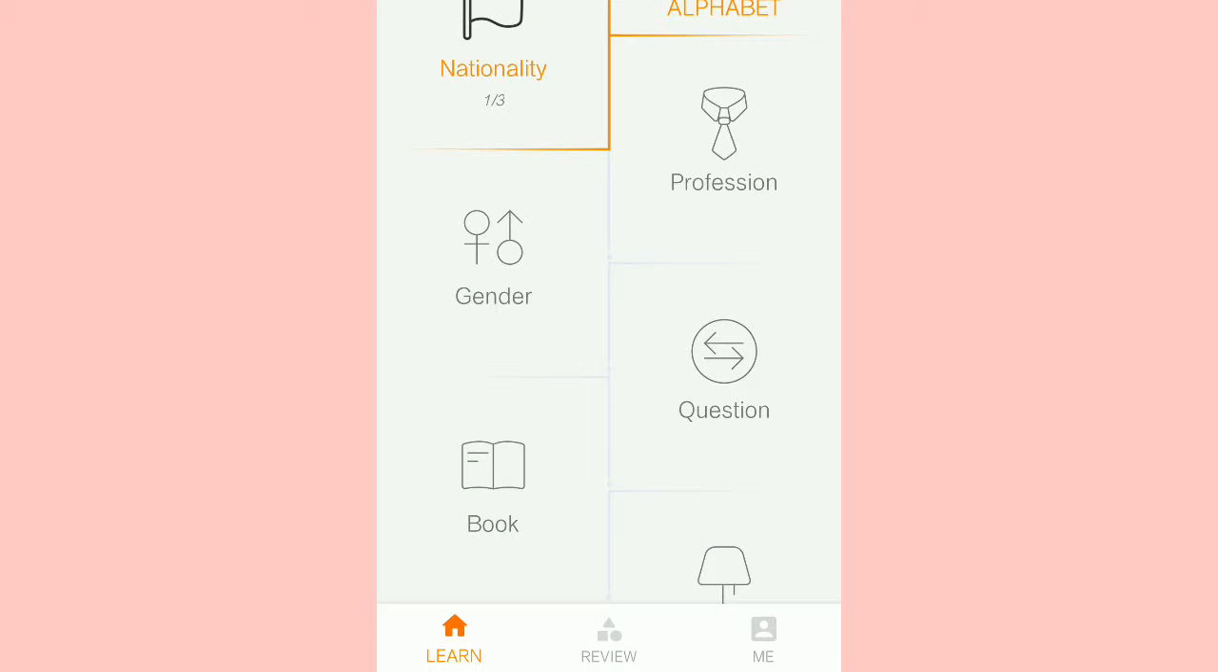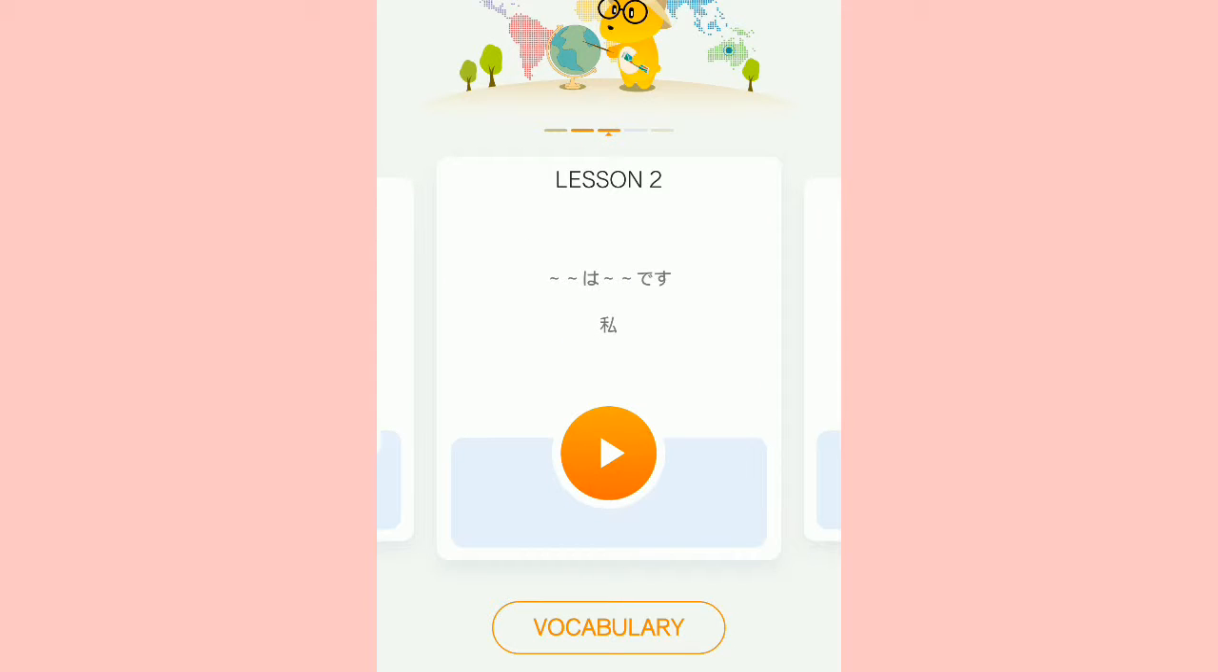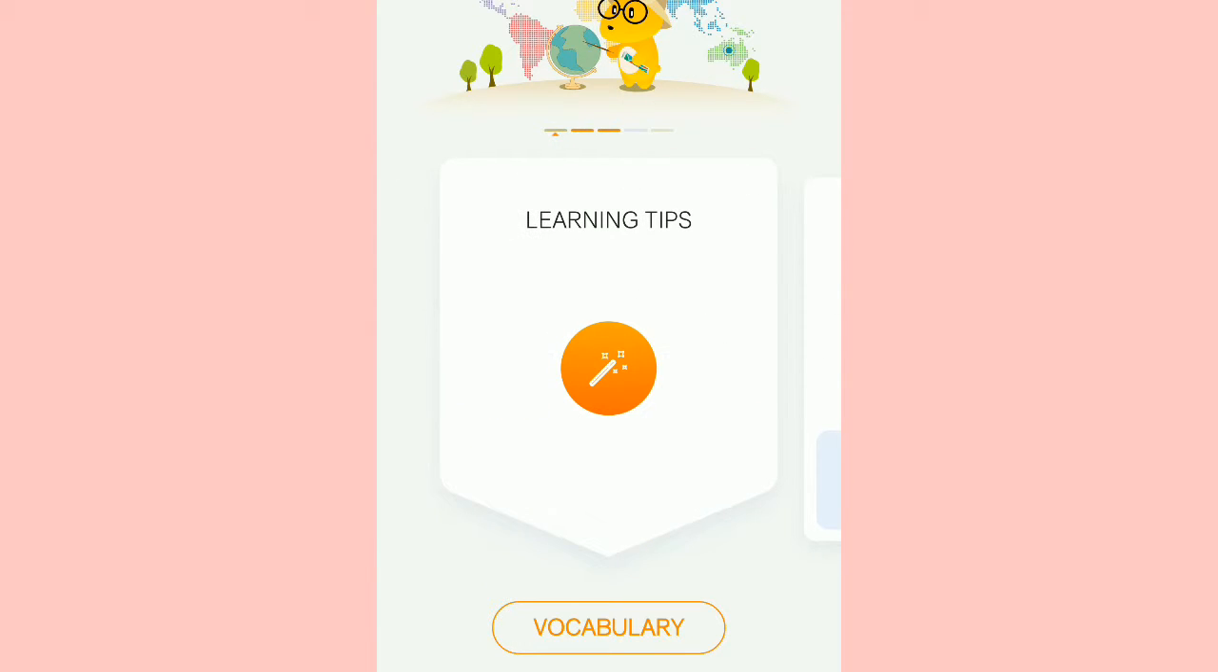Wow! In the Lingodeer, of course. I cannot move on from this app. It is so good. Even though I'm lazy, I still remember 50% of the things that I already learned. Okay, first of all, today we are going to learn the nationality learning tips.